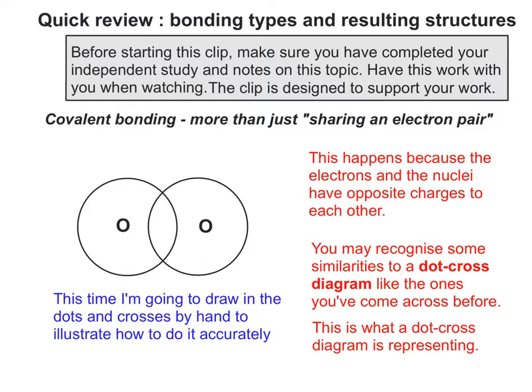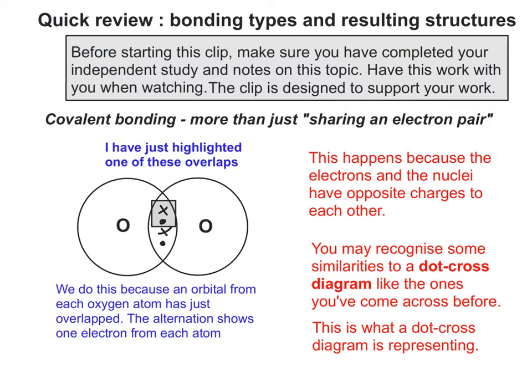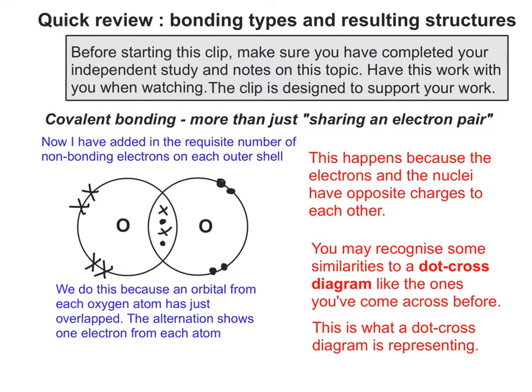This time I'm going to draw in the dots and crosses by hand to make sure I'm showing you properly how to do it accurately. I draw in the double covalent bond first, with dots and crosses alternating. We do this because an orbital from each oxygen atom has overlapped. The alternation shows 1 electron from each atom. With the little grey box I've just highlighted one of these overlaps. Now I've put in the requisite number of non-bonding electrons on each outer shell.